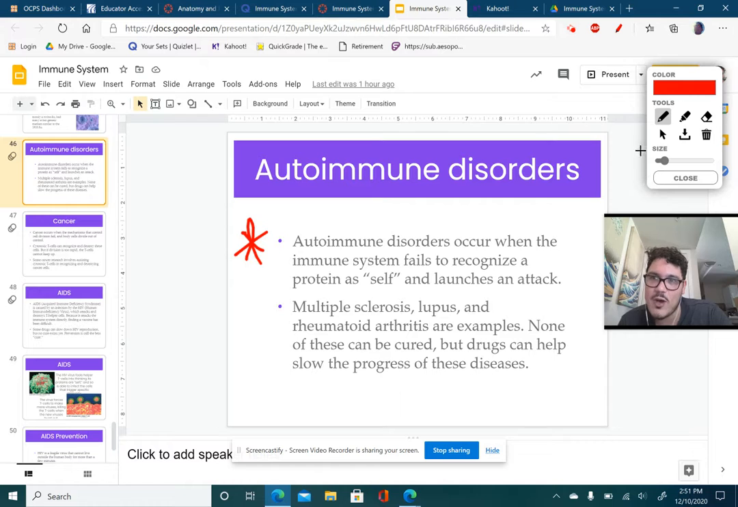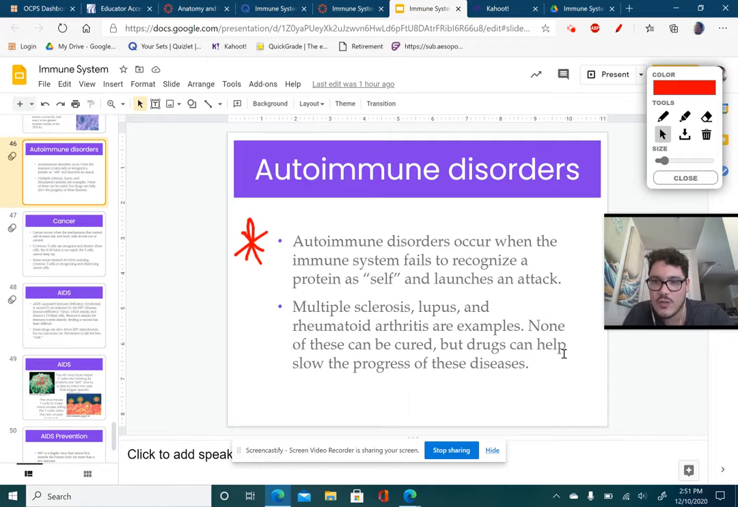A couple examples of autoimmune disorders. We've actually talked about one of them before. Multiple sclerosis. We'll talk about that when we do nervous system. Lupus is a pretty bad skin condition. And then rheumatoid arthritis. We talked about that when we did skeletal system. Arthritis is the inflammation of the joints. In this case, your joints inflame, and then your immune system attacks your own joints. As you can imagine, not good.